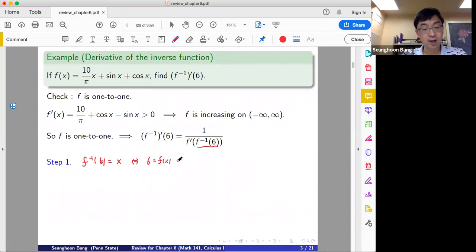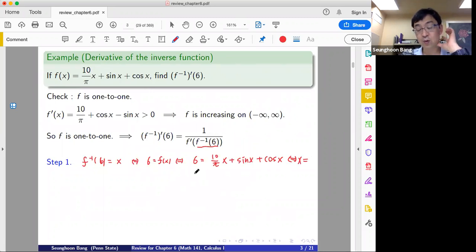So like this, f of x equals 10 over pi times x plus sine of x plus cosine of x. This is the idea. You can find it like this. So let me see, what is x? Do you have any idea? What is x? Just let's find this equation. Could you guess what is x?